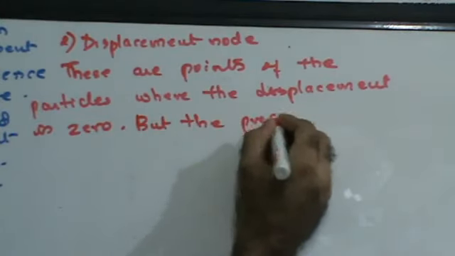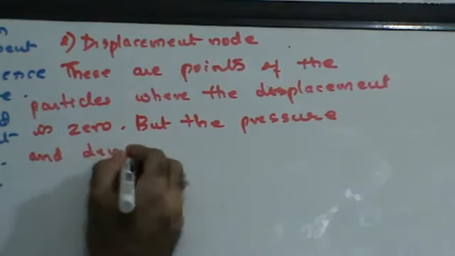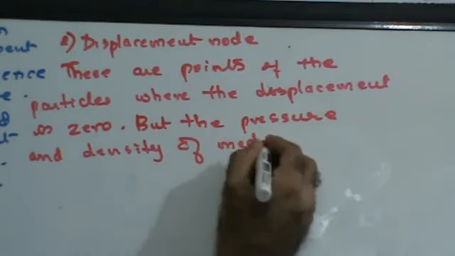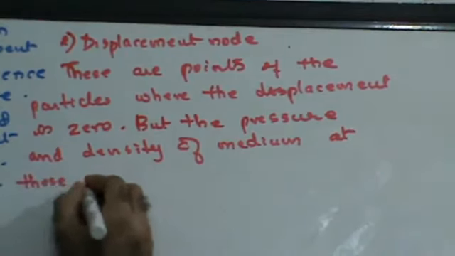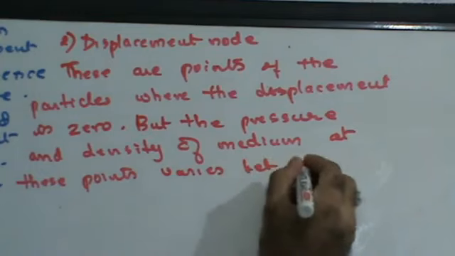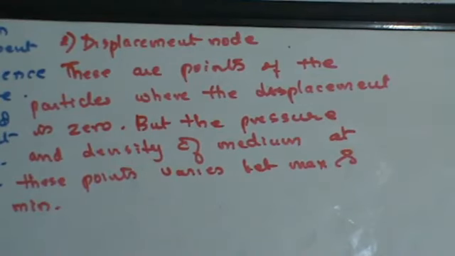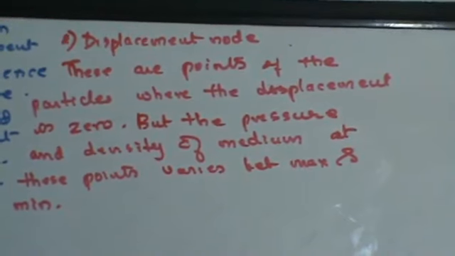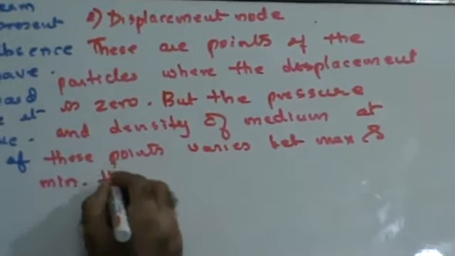So I can say that the pressure and the density of the medium at these points vary between maximum and minimum. Those are called displacement nodes. Now, since the pressure at these points varies between maximum and minimum, displacement nodes are also referred to as pressure antinodes.